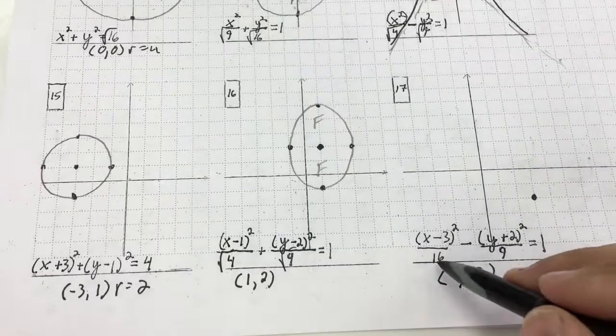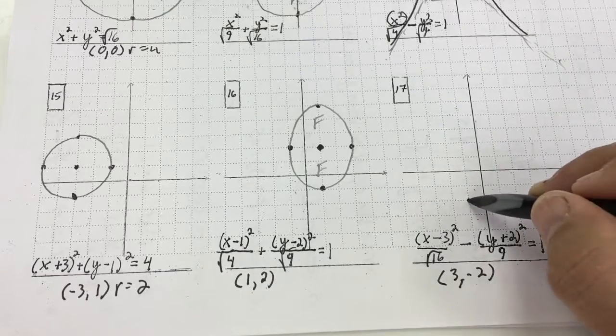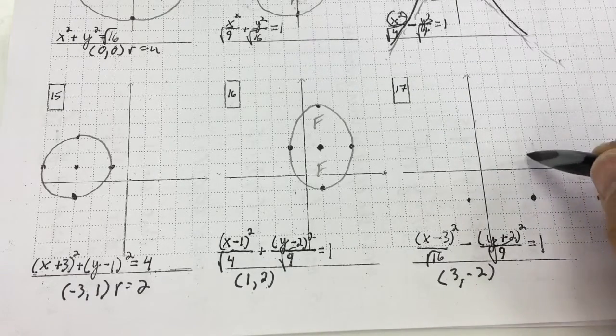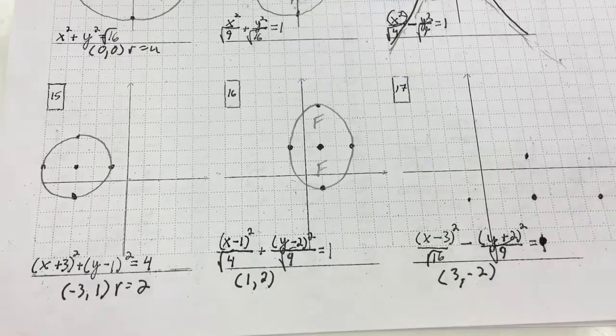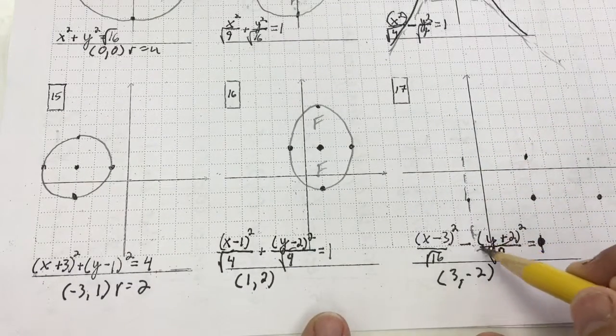Now, the square root of 16 is 4, so I'm going to go right 1, 2, 3, 4 from that center, and left 1, 2, 3, 4 from that center. The square root of 9 is 3. I'm going to go up 1, 2, 3 from that center, down 3 from that center. I'm going into my actual problem, and I'm going to draw the asymptote box, which goes through the problem.